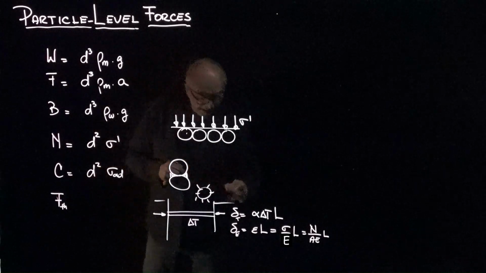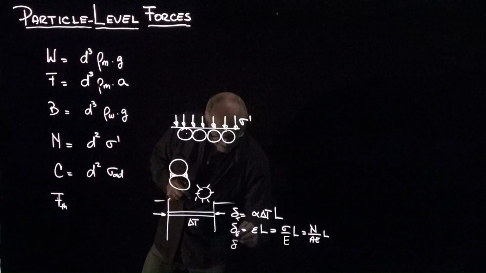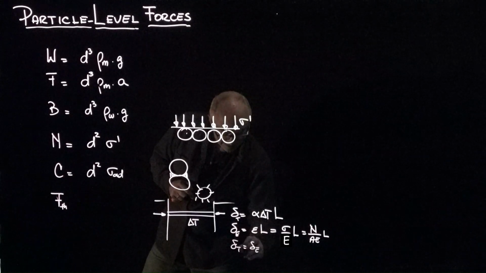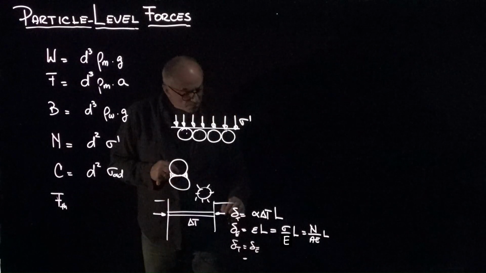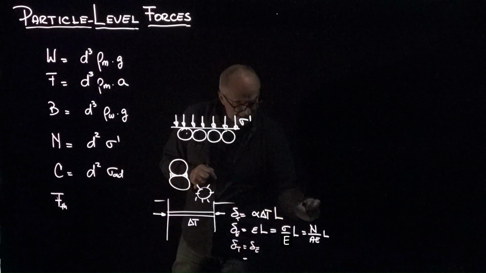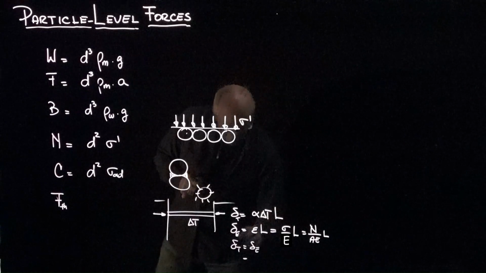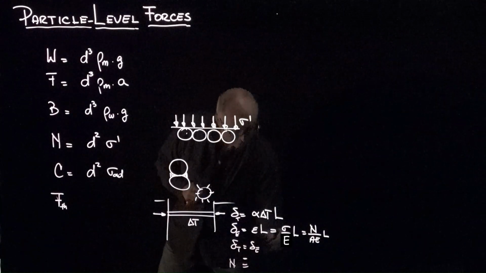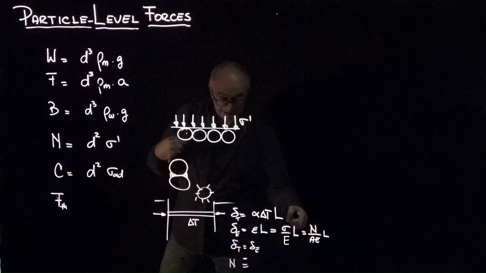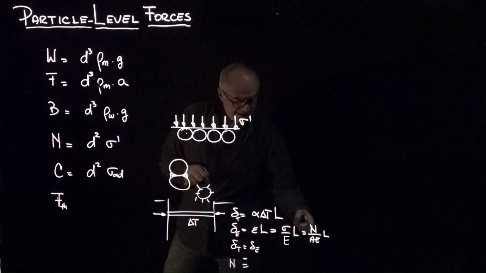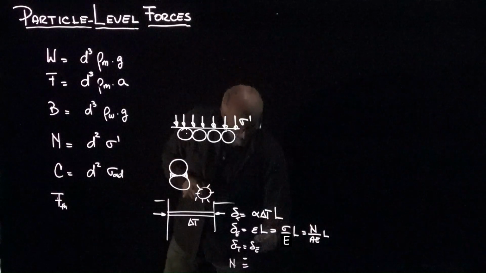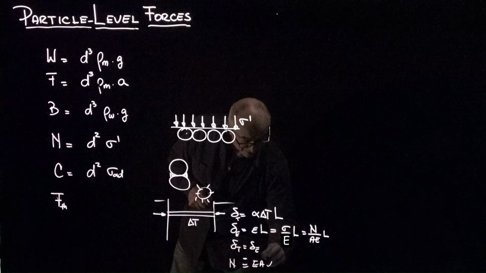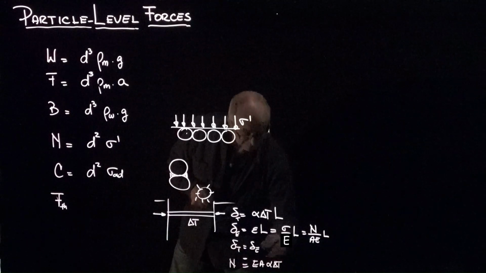And so then we can conclude that when delta due to temperature is equal to delta due to elasticity, then the L and the L's will cancel out, and the force N that the material is experiencing is going to be equal to EA times alpha delta T.